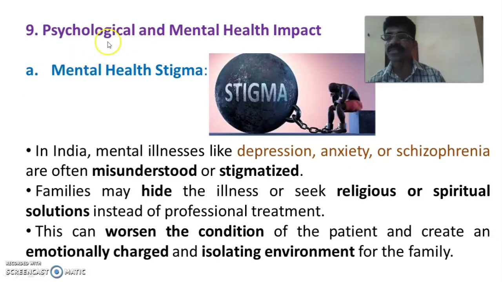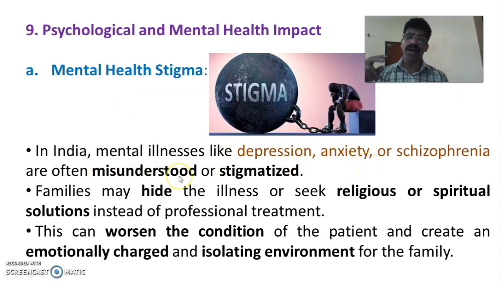The last impact is psychological and mental health impact. It includes mental health stigma. We already discussed this point, the stigma of society regarding particular diseases, especially mental illness in the family. Our society is completely stigmatizing mental illness. In India, mental illnesses like depression, anxiety, schizophrenia, etc.